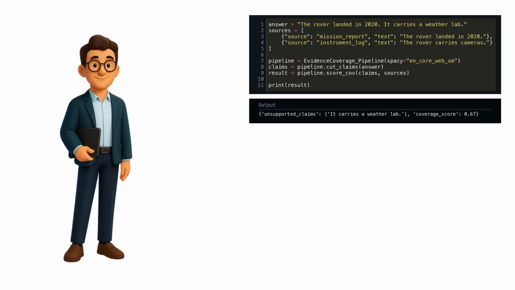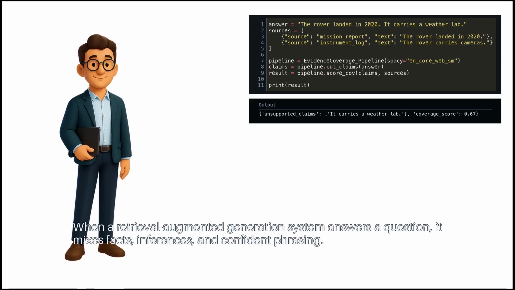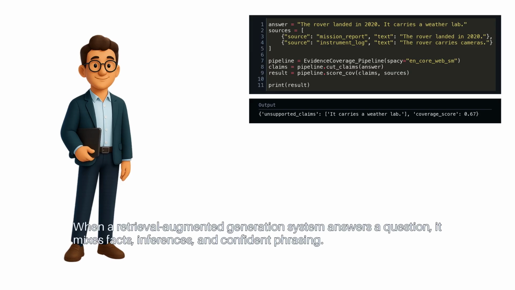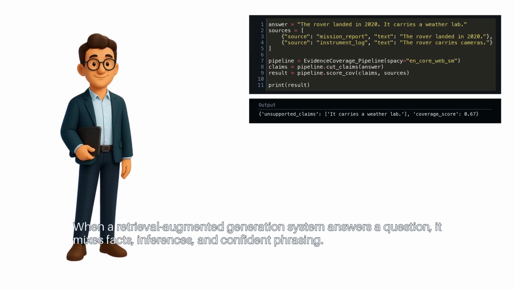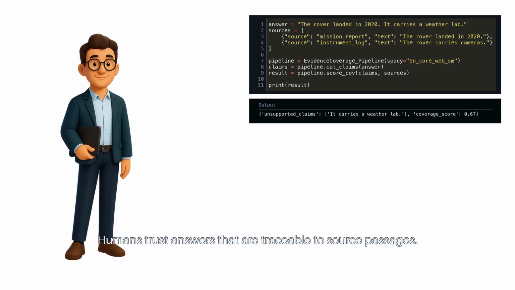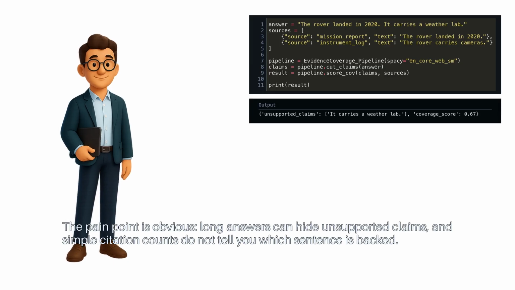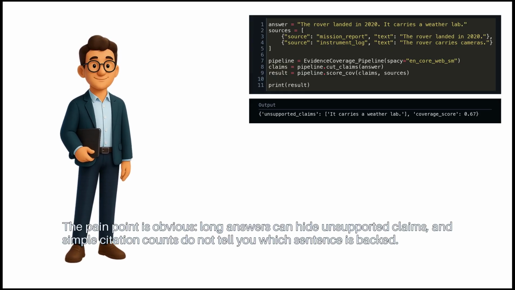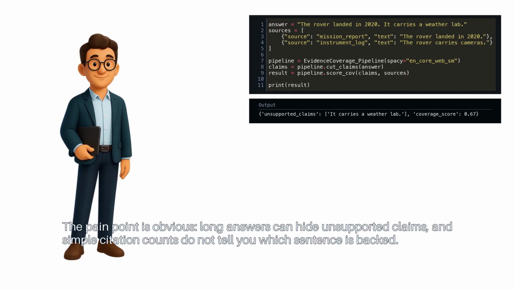Start with the problem. When a retrieval-augmented generation system answers a question, it mixes facts, inferences, and confident phrasing. Humans trust answers that are traceable to source passages. The pain point is obvious. Long answers can hide unsupported claims, and simple citation counts do not tell you which sentence is backed.